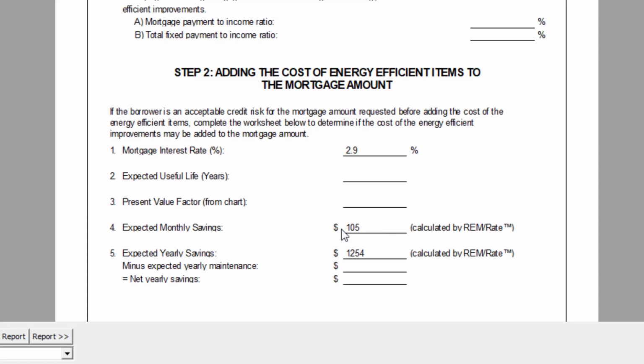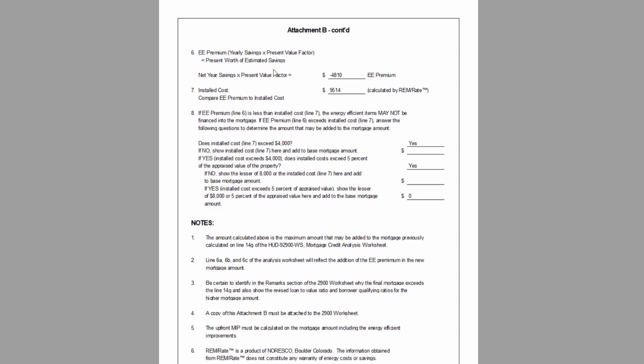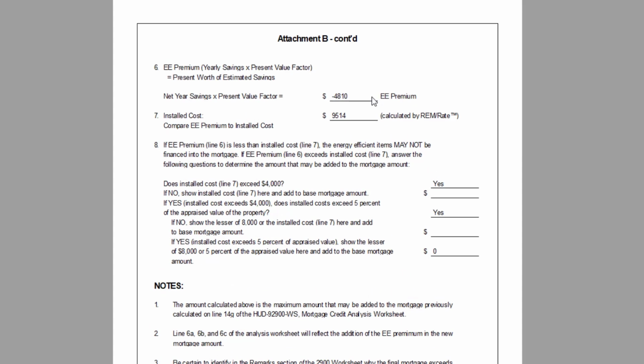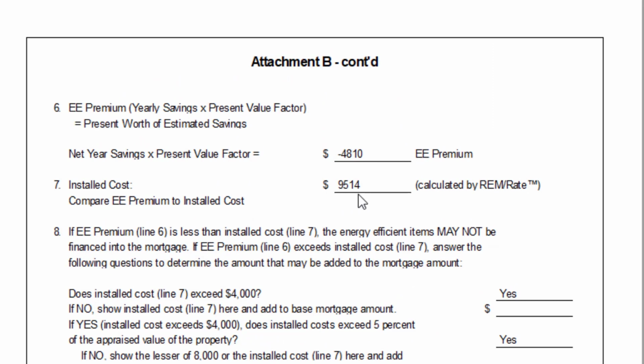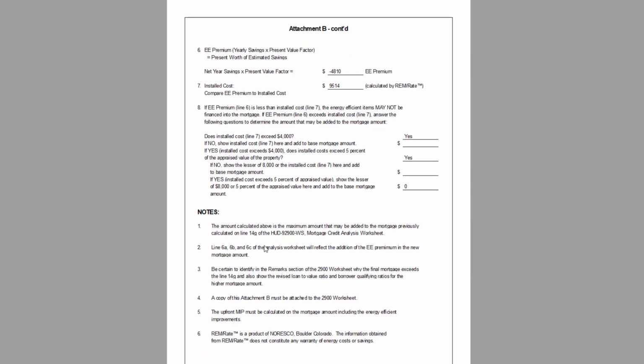So it's showing that we're going to save $105 a month. We're going to save $1,254 a year. And if there's any maintenance contracts and things like that, those can also be put into the improvement analysis. We're going to have our premium. This is the part that is not calculating correctly right now. We've got our installed cost. We can see if the home qualifies or not for the energy mortgage. Now, unfortunately, this report is not working correctly right now, but at least you can see what the format is and what it's going to contain once all the calculations and the information is correct.